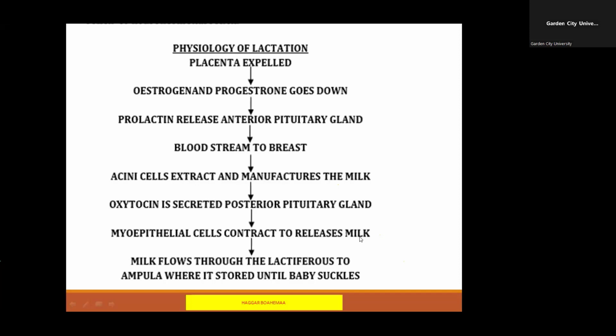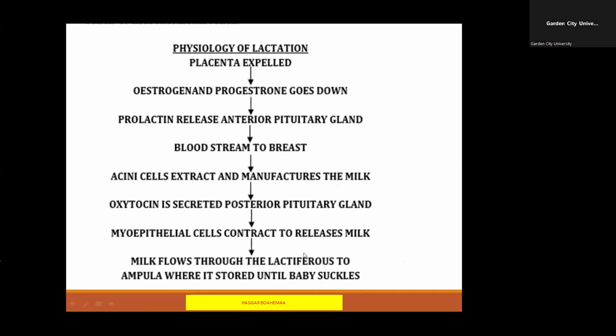Okay, so milk will be released from the lactiferous tubules to the duct to the ampulla, and that is where the areola is. The baby should always suck the areola, but not the nipple, because that is where the milk is stored. If the baby sucks, then the milk will now flow. Now, if we look at the physiology, what is our responsibility as midwives?